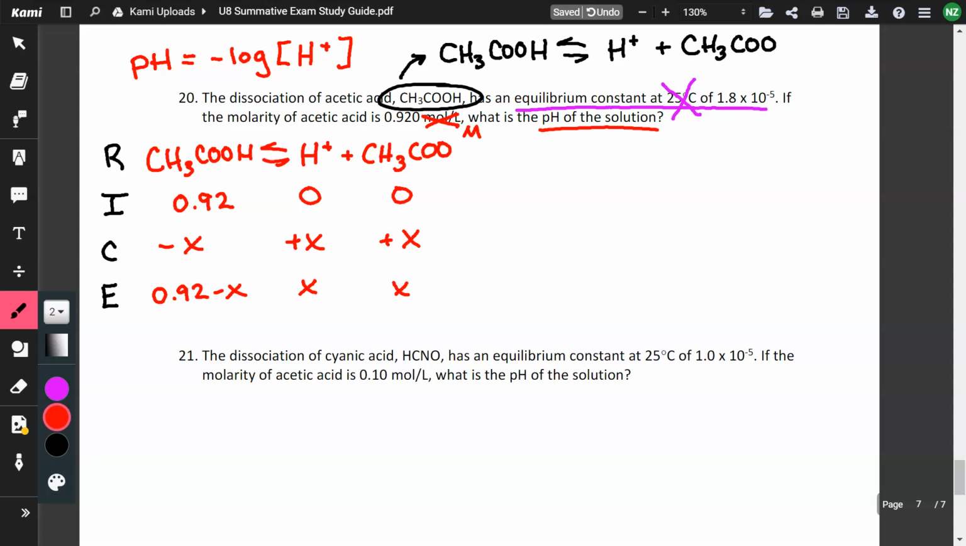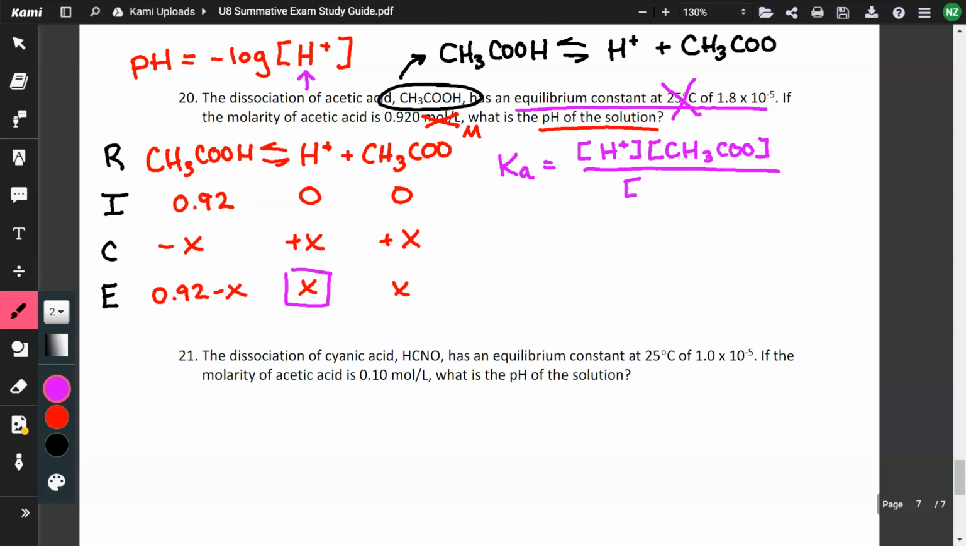Okay, so we need this to be able to plug into our pH equation. And right now, it's just an x. So we need to find x. So it gives us the equilibrium constant. So Ka, products over reactants. So H plus CH3COO over our reactants, which were just CH3COOH.